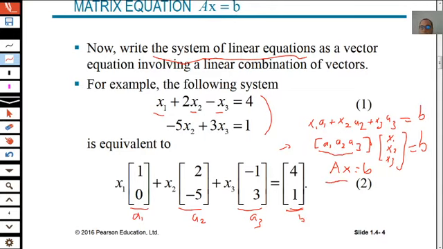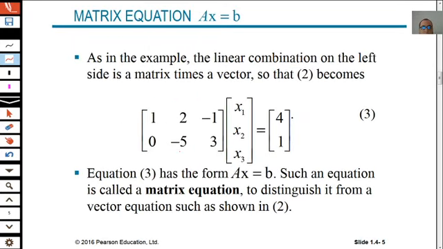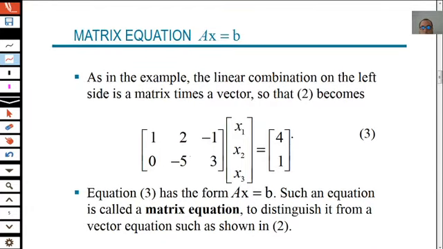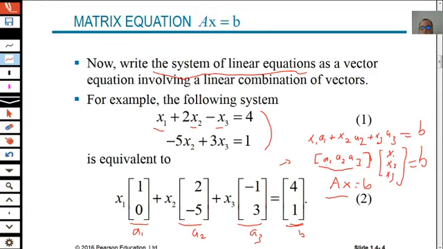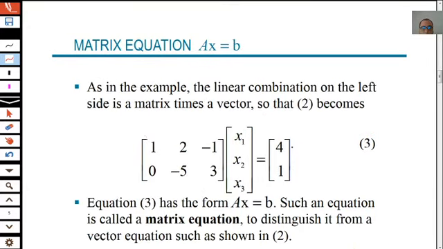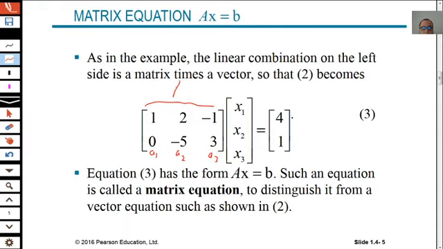We have two options to state a linear system compactly. And you can see here, writing the entries of the vectors A1, A2, A3, we actually get the coefficient matrix. This is the coefficient matrix A for the system.